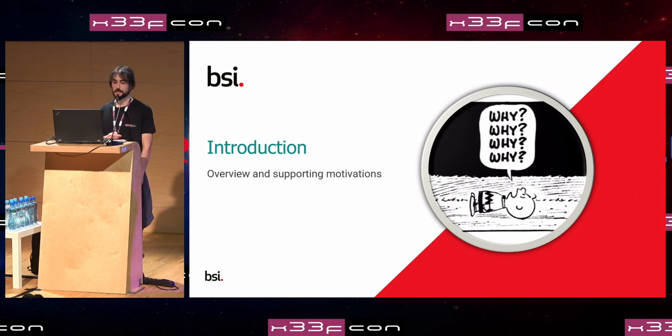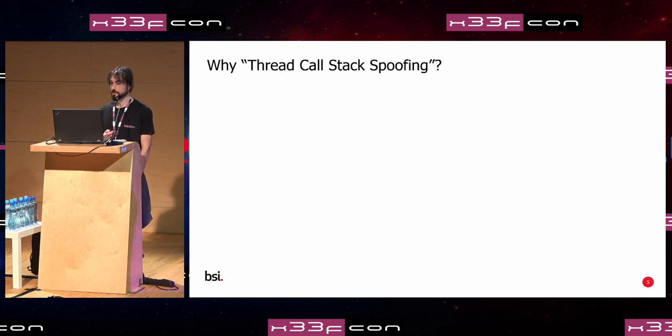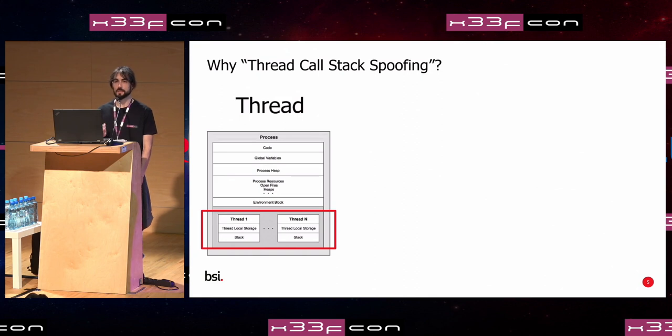So let's start with two questions. The first one is, why thread call stack spoofing? Why not just stack spoofing? Of course, the terms are interchangeable. The reason is that the thread is the main unit in the Windows operating system that executes code. Every process acts as a container, and we have a lot of threads that all maintain their own respective stack.